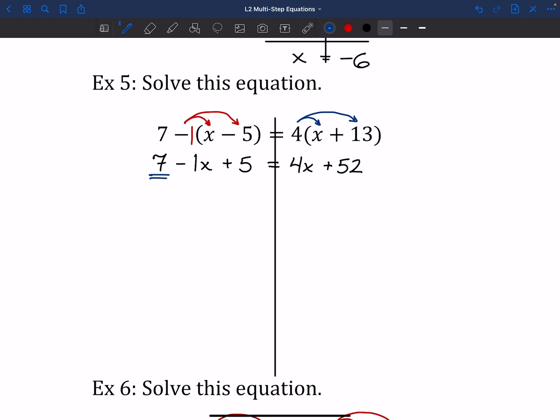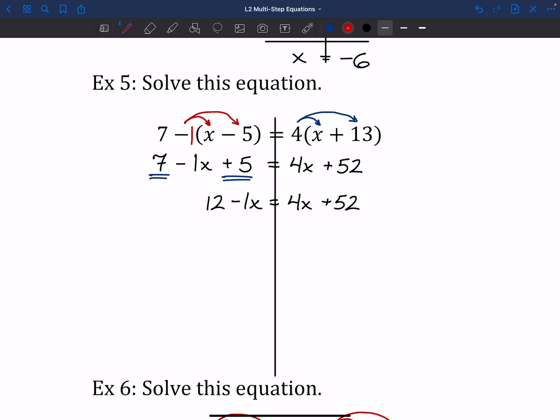I now notice that I've got some like terms I can combine over on the left. So 7 plus 5 is going to give us 12. And then we got that minus 1x still hanging out. Over here we've got 4x plus 52. Right. So again, same thing as I was talking about a minute and a half ago, is that you can move your x's to whichever side you want, right?